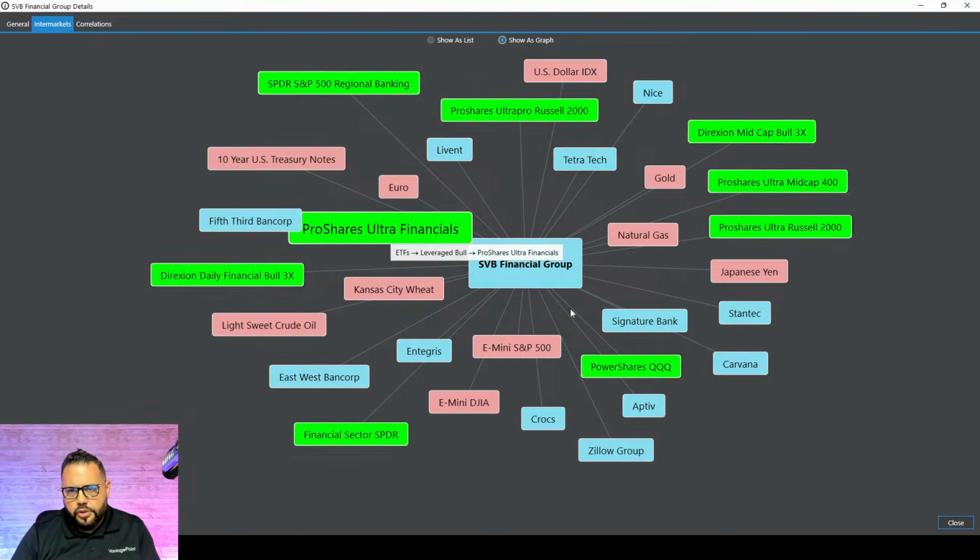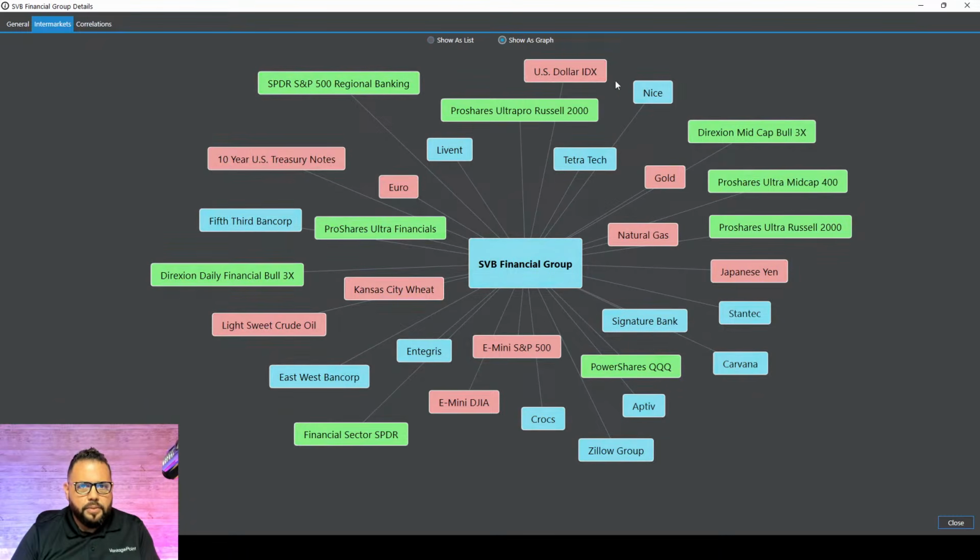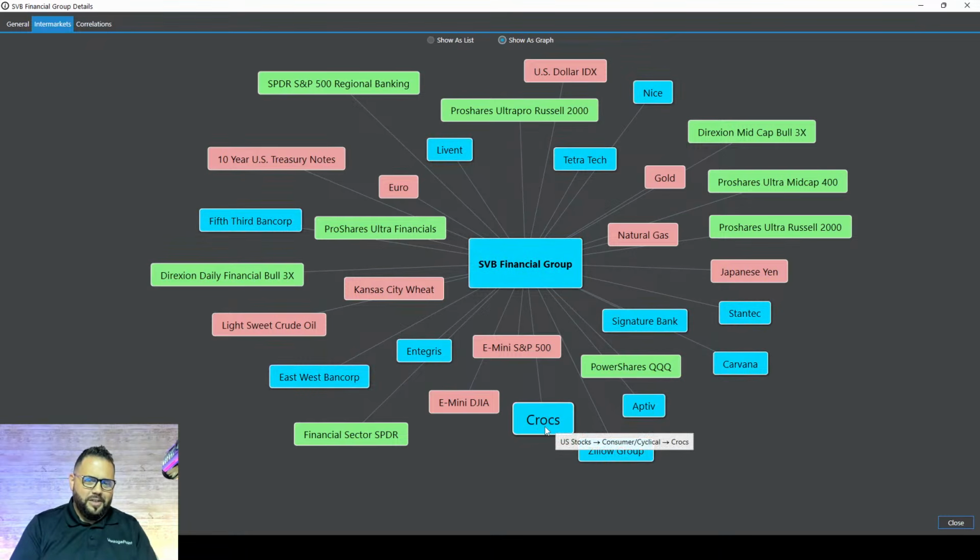Ultra financials. You can see there's a lot of financial assets in here, but there's also the dollar, the Japanese yen, the Dow, the S&P, the euro, international markets, domestic markets. Heck, Crocs. Crocs was in here. The AI said, hey, the price of SVB changes based on what Crocs does.